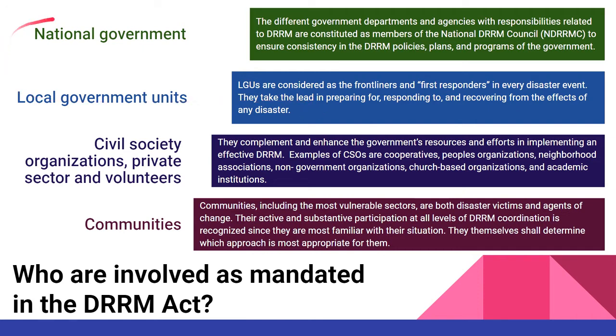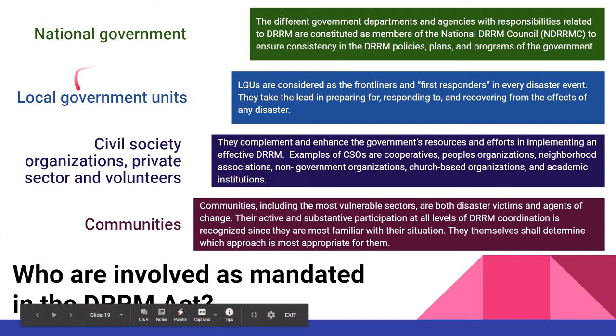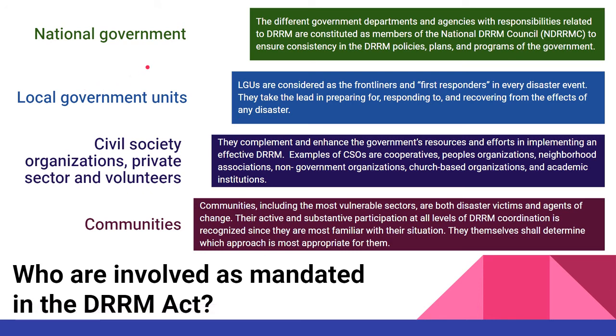And then overall, all of these are monitored by the national government. That includes the office of the president, vice president, senators, congressmen, and all that. The different government departments and agencies are constituted as members of the National Disaster Risk Reduction Management Council, NDRRMC, to ensure consistency in the implementation of DRRM policies.